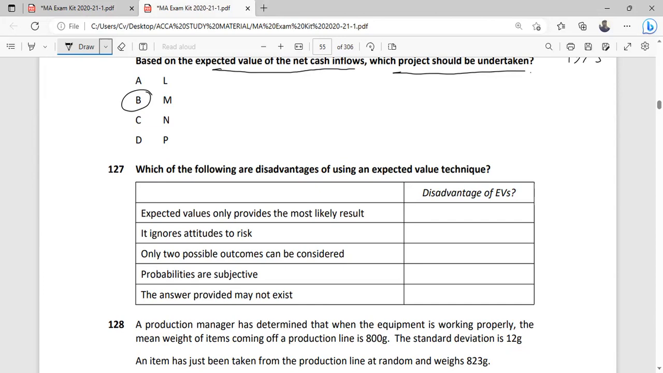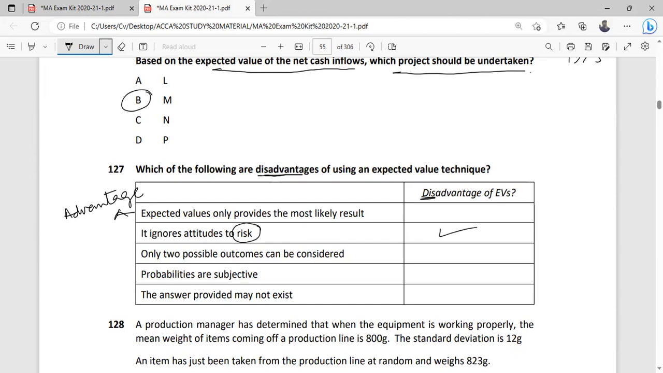Which of the following are disadvantages of using an expected value technique? Expected value only provides the most likely result. This is not a disadvantage. It is basically an advantage. It ignores attitude to risk, yes, because it does not consider any kind of risk or uncertainty.